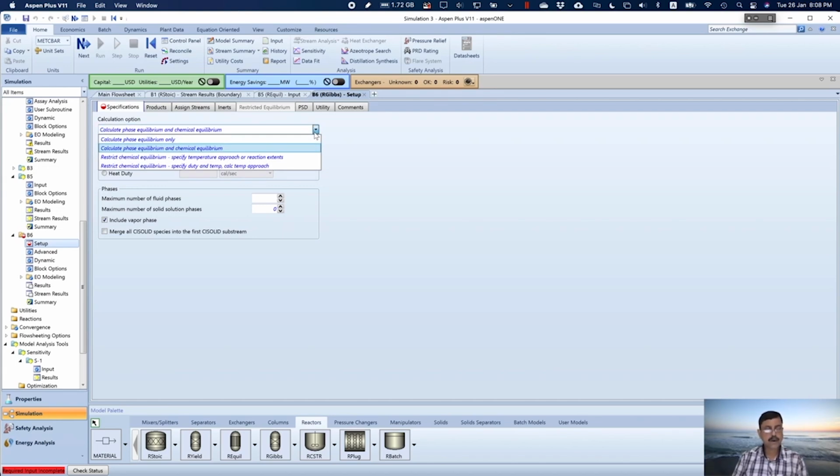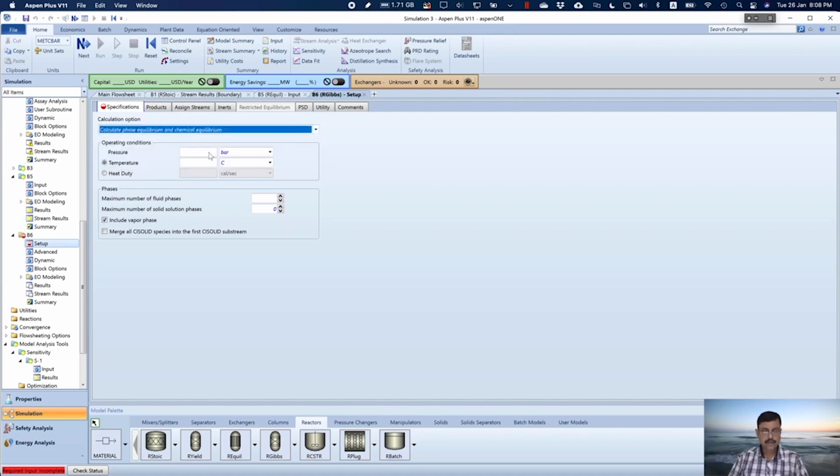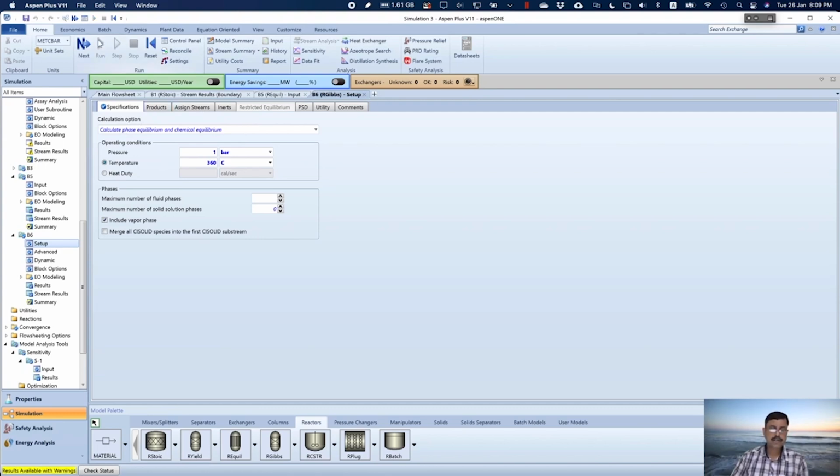We can ask for phase equilibrium and chemical equilibrium calculation. We can ask for only phase equilibrium calculation, or we can restrict the chemical equilibrium by specifying the temperature approach, or we can specify duty and temperature and calculate temperature approach. For this example, let us take the calculate phase equilibrium and chemical equilibrium option. Here we have to specify the pressure and temperature once again, and then everything seems to be specified. Just run the simulation and check the result.